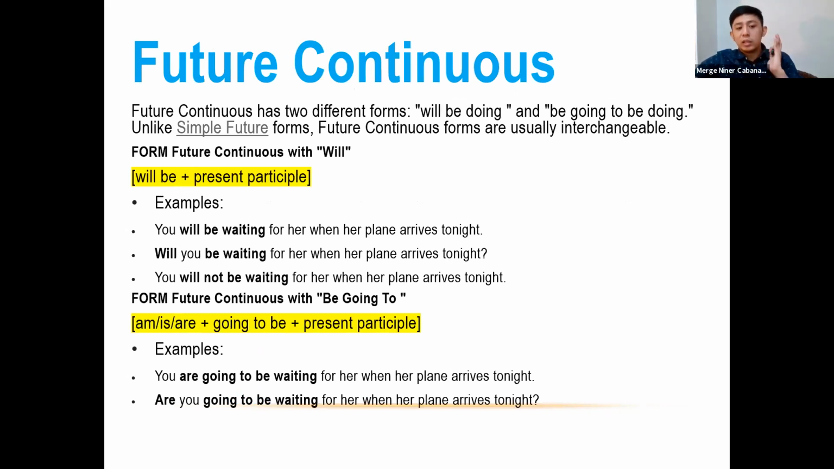Future continuous. So we just have to use be plus ing. So in this sample right here, okay, let me draw something. In the will be plus present simple: will be waiting, will be eating, will be running. So what are you going to do when you get home today? I will be exercising when I go home today. What are you going to do today? I am going to be exercising when I go home today. So future continuous, okay? You can use those examples for our references.